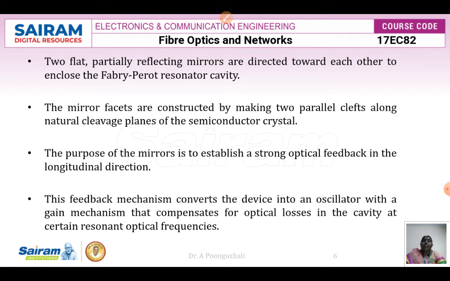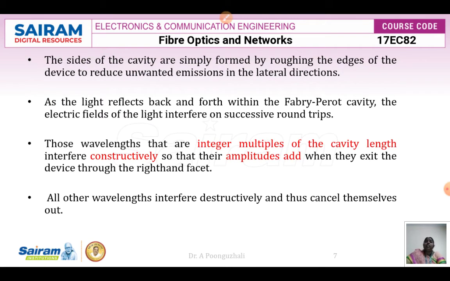So the feedback mechanism inside the device is going to act as an oscillator, where the gain mechanism is designed in such a way that it compensates for the optical losses that occur inside the cavity at certain optical frequencies, the resonant optical frequencies. The sides of the cavity are formed by roughening the edges of the device. By roughening the edges of the device, we can avoid the unwanted emissions in the lateral direction, in the sideways.